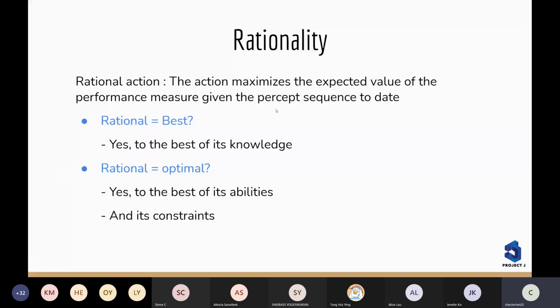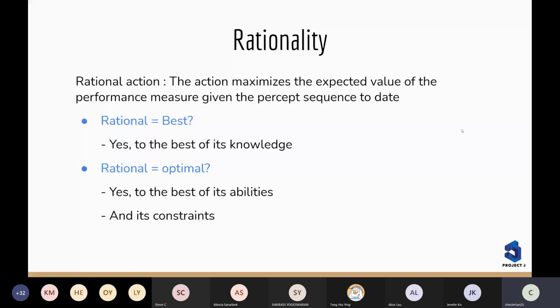So rational action means that the agent uses the best of the knowledge it perceives from the environment, and does its best with its abilities. It carries out the action that is given to perform, doing the best of all it can, with the constraints available in the environment. So this is called the rational action.